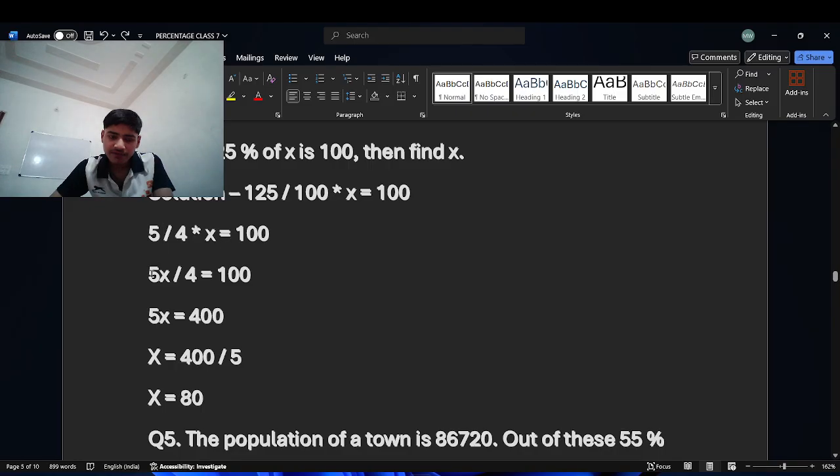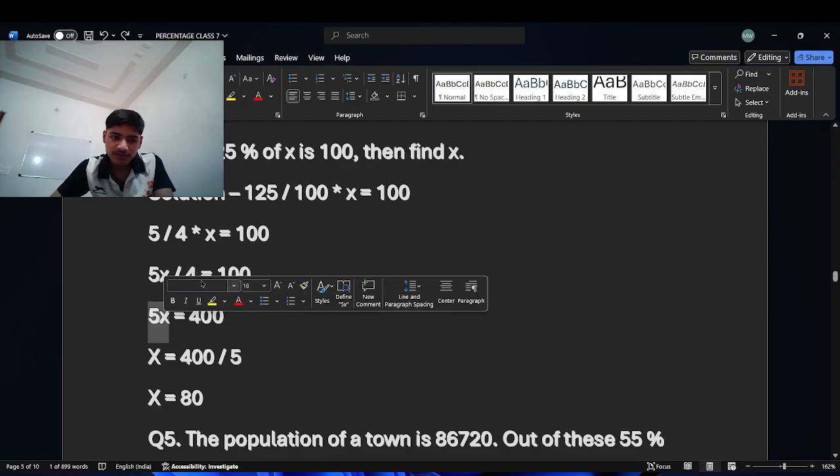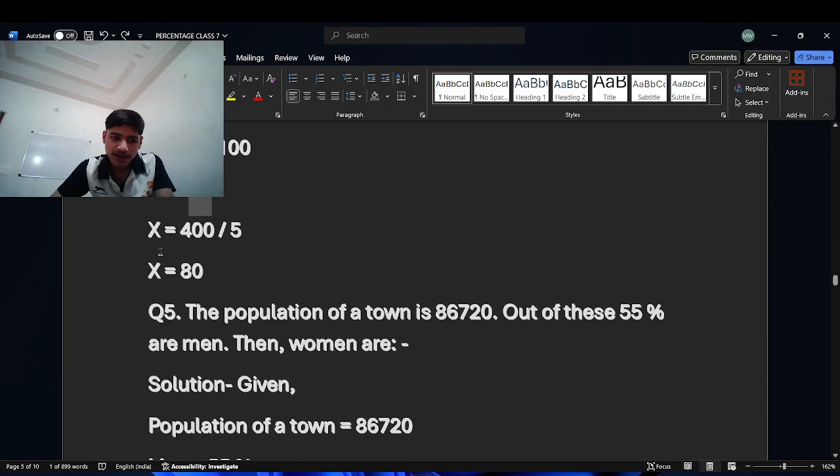So 5x divided by 4 into 100. Cross multiply: 5x will be equal to 4 times 100, that is 400. x will be equal to 400 divided by 5, and x will be 80.